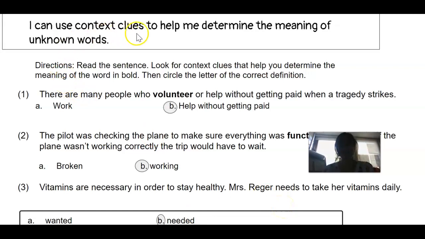We just used context clues, another word for that is sentence clues, to help us determine the meaning of the unknown words. All right, third graders, make sure you use that purpose when you're reading.